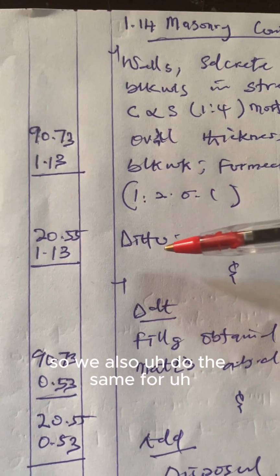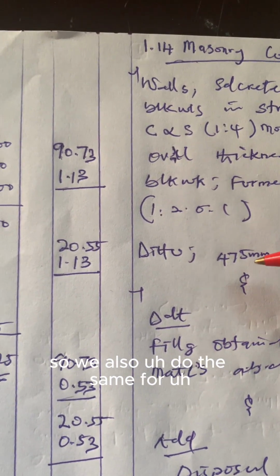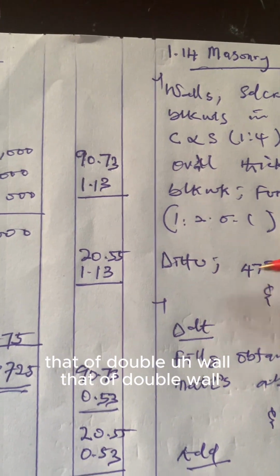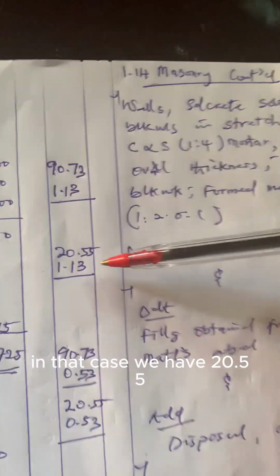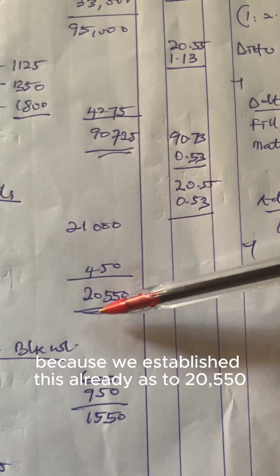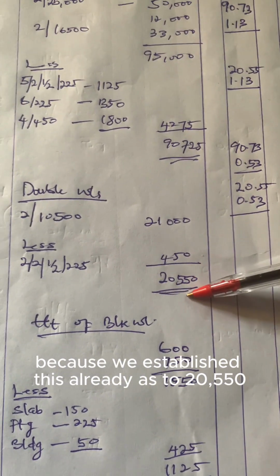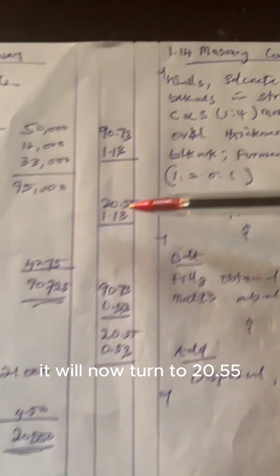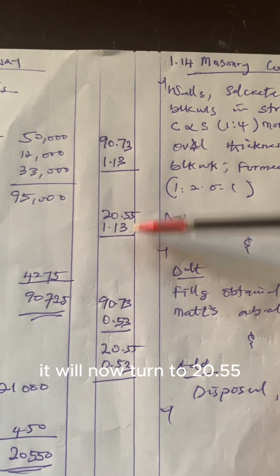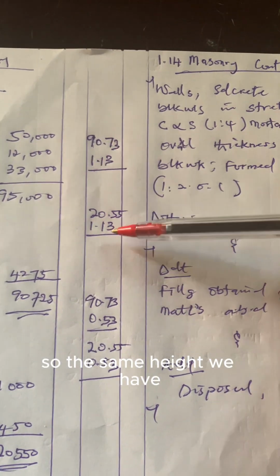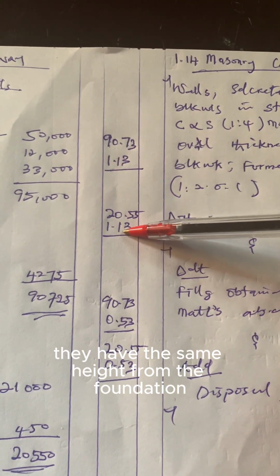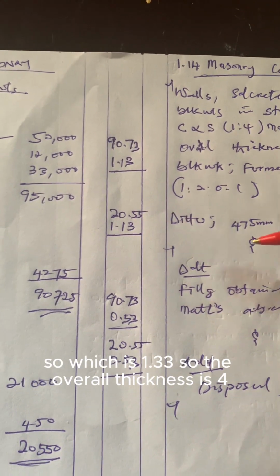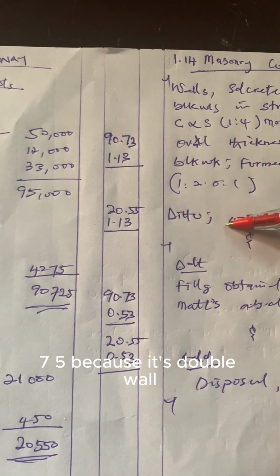So we also do the same for that of double wall. In that case, we have 20.55, because we established this already as 20,550 millimeter. In meter, it will now turn to 20.55. They have the same height from the foundation, which is 1.13. So the overall thickness is 475 because it's double wall.